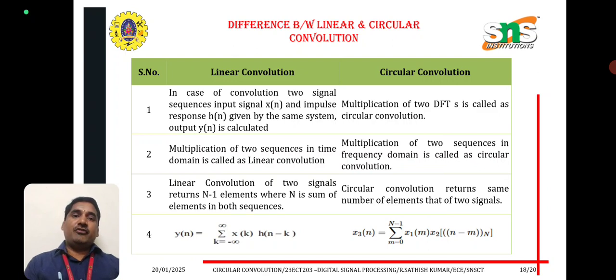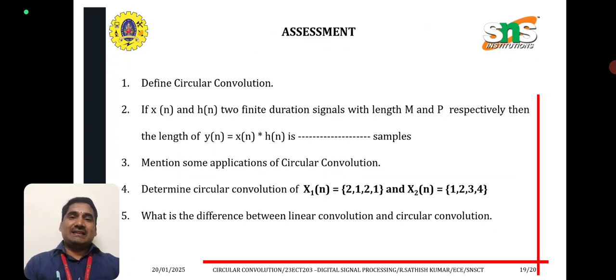Linear convolution can be defined as y of n is equal to the summation over k from minus infinity to plus infinity of x of k into h of n minus k. Here x3 of n is equal to the summation over m from 0 to N minus 1 of x1 of m into x2 of n minus m modulo capital N. Now we can see the assessment.